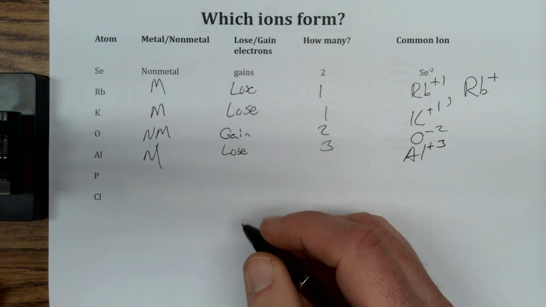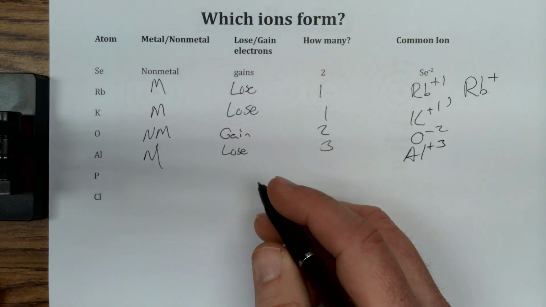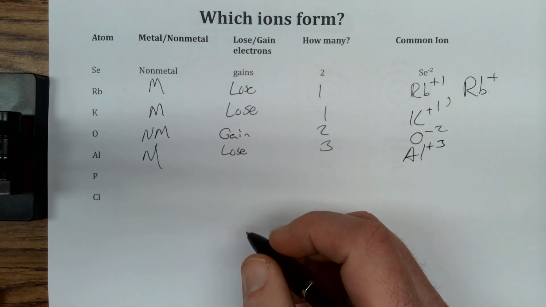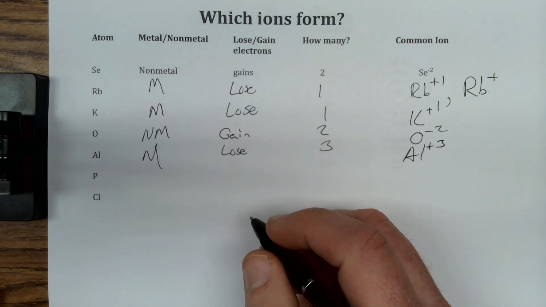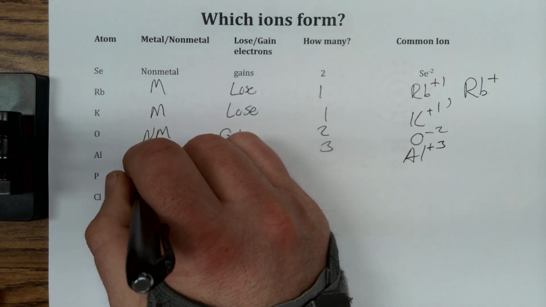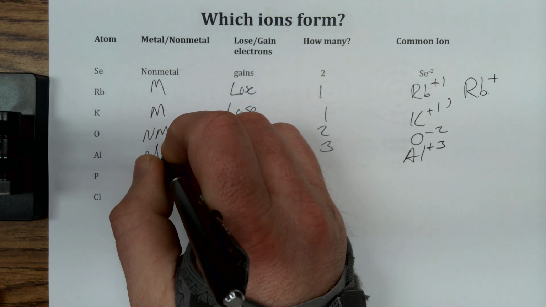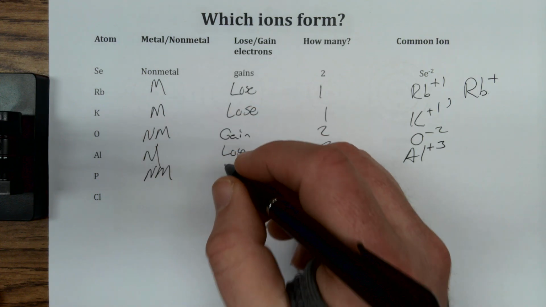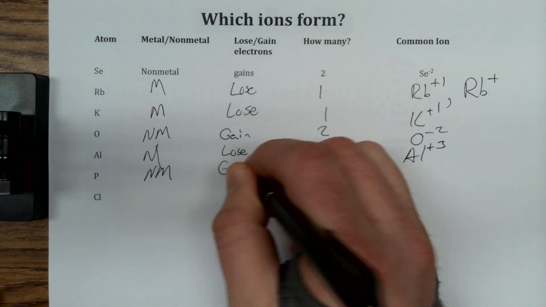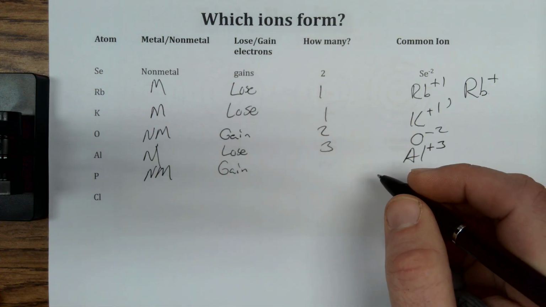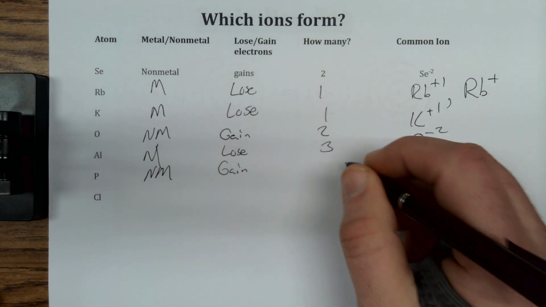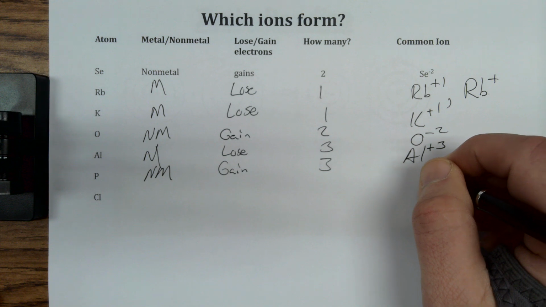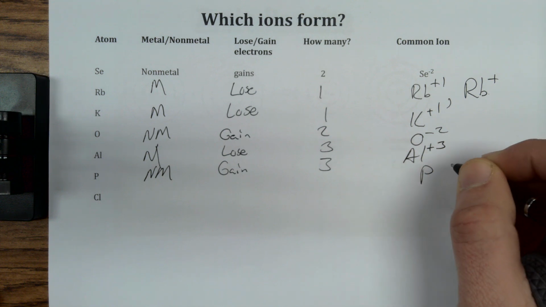P. So now we're looking at phosphorus. Phosphorus, a metal or non-metal? Non-metal because it's a poser. It's a poser, it's not metal. Nobody? All right, I'll see how it is. Gain or lose electrons? It's going to gain electrons. How many electrons is phosphorus going to gain? It's going to gain 3, right? So that means that my ion's going to be P what?